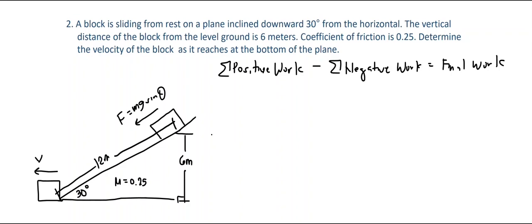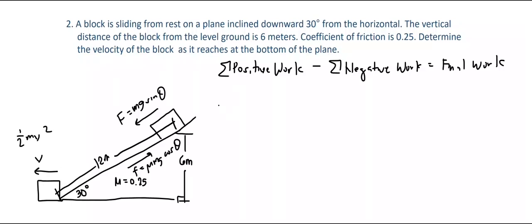And for the negative work that would tend to impede the speed of the block as it slides down on the inclined plane, it is in the form of frictional force that has a value of mu times the normal force of mg cosine theta. And what counts as the final work is the kinetic energy of the block in terms of its velocity, that is a value of 1/2 mv squared.